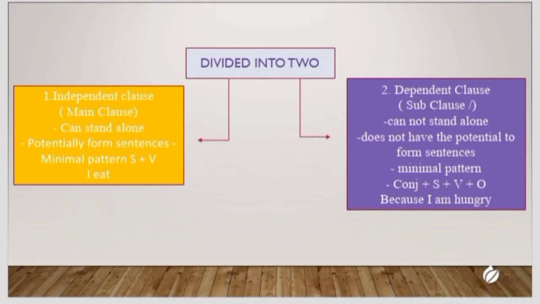The second is the dependent clause or subclause. It cannot stand alone, does not have the potential to form sentences, and has the minimal pattern conjunction plus subject plus verb plus object. The example, because I'm hungry. Because as conjunction, I as subject, am as verb plus object, hungry. The next material will be continued by my partner. Please.